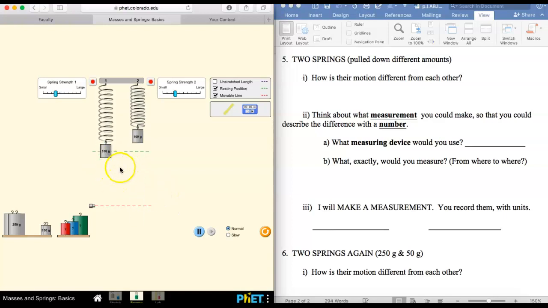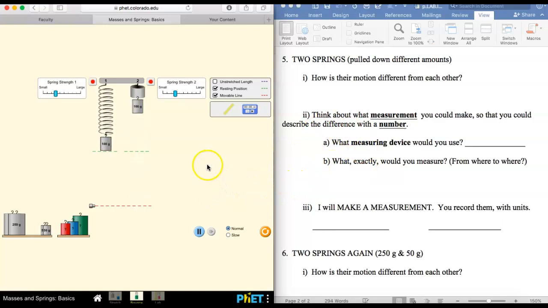And also you can see that they both reach the bottom of their motion at the same time, and one's not doing that faster or slower than the other and getting out of sync. They're both in sync. So rather than thinking about the motion, what about the distance they travel? What's different about how far they go? Which one goes farther? It's clearly spring 2 on the right. That one's going farther. So think about what measurement you can make. This is a science class, and you need to describe things with a number. What measurement could you make so you could describe this difference between these two with a number? What would you use and what exactly would you measure from where to where?